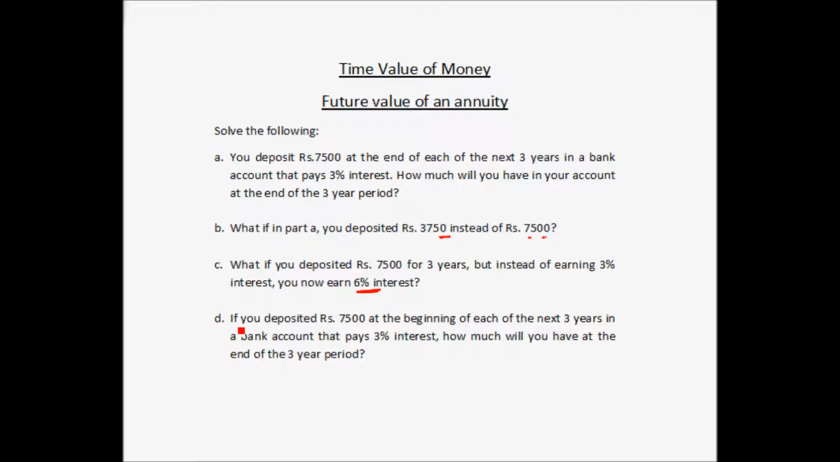And D, if you deposited rupees 7500 at the beginning of each of the next 3 years in a bank account that pays 3% interest, how much will you have at the end of the 3-year period? So here we are depositing 7500 at the end of each of the next 3 years. And in part D, we are depositing 7500 rupees at the beginning of each of the next 3 years. So let's take a look at these four examples.